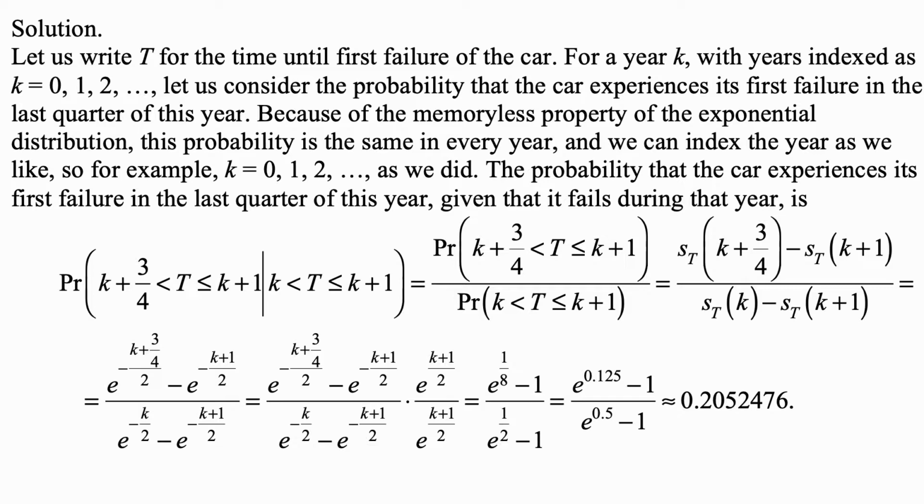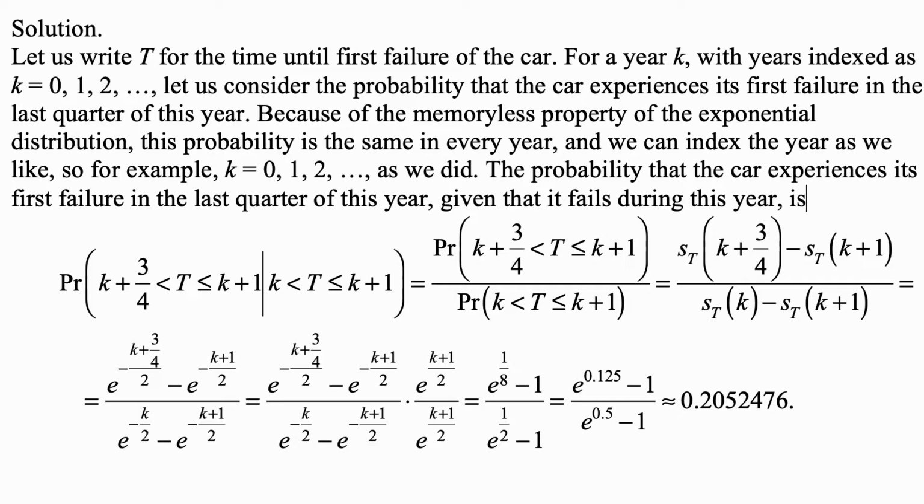The probability that the car experiences its first failure in the last quarter of this year, given that it fails during this year, is the probability that T is greater than K plus 3/4 and less than or equal to K plus 1, that means the last quarter of the year, given that T is between K and K plus 1. But the intersection of those two events is the event K plus 3/4 less than T less than or equal to K plus 1.